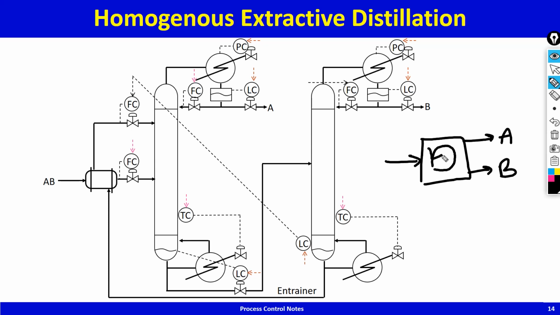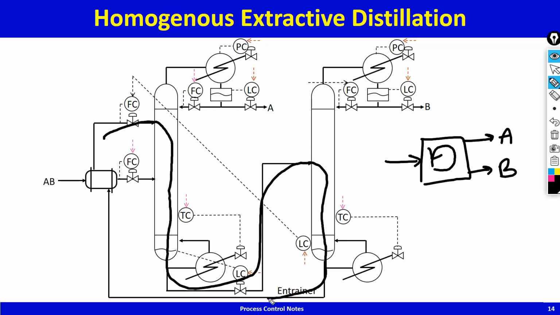And what is that closed circuit? Well, the entrainer comes in here, drops down, goes in here because it's heavy, it drops down. This is the closed circuit around which the entrainer is going. So it is just going round and round in the process with very, very minuscule, trace amounts, parts per million, parts per billion leaking out here, parts per million, parts per billion leaking out here.